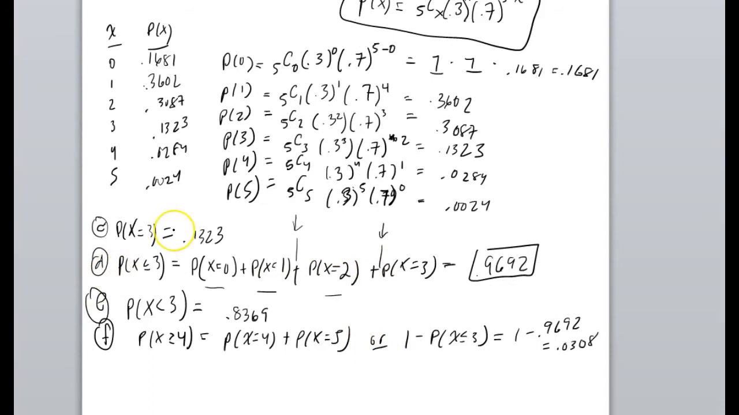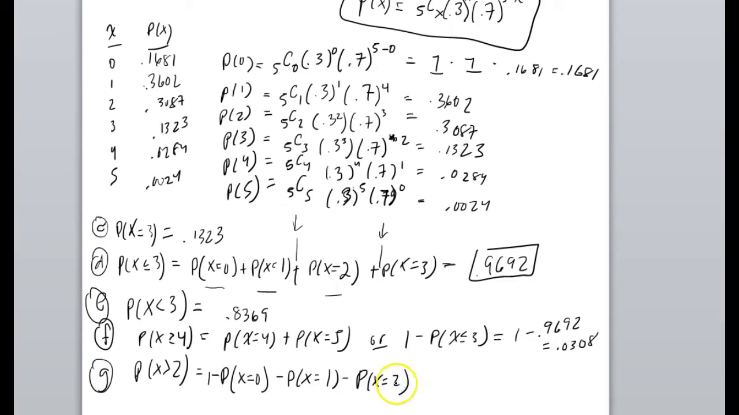Move on to G. And G is probability of x greater than 2. And that could just be 1 minus the probability of x equals 0 minus the probability of x equal 1. And that's just going to be everything. Oh, and minus the probability of x equal 2, right? Because it's just strictly greater than.